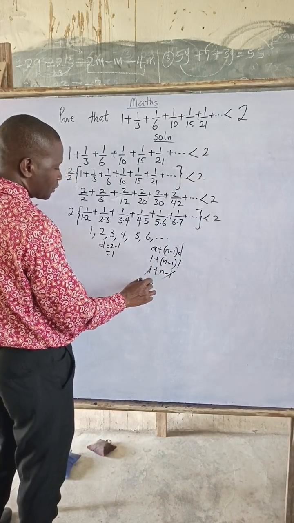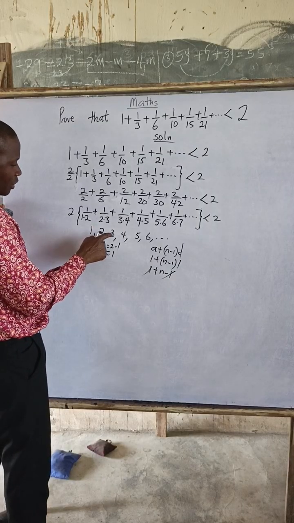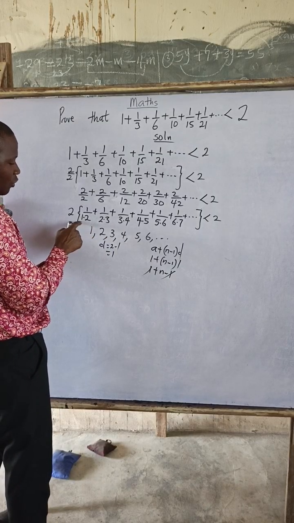This one we cancel it. Therefore for this we have n. So when n equals 1, n equals 3, 4, then we are going to write n.